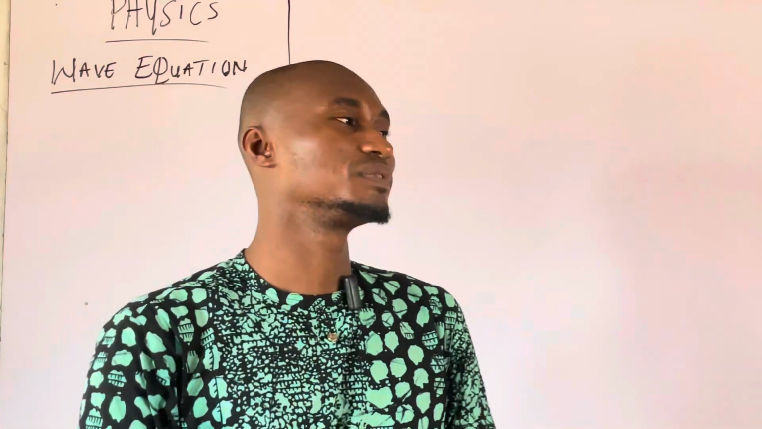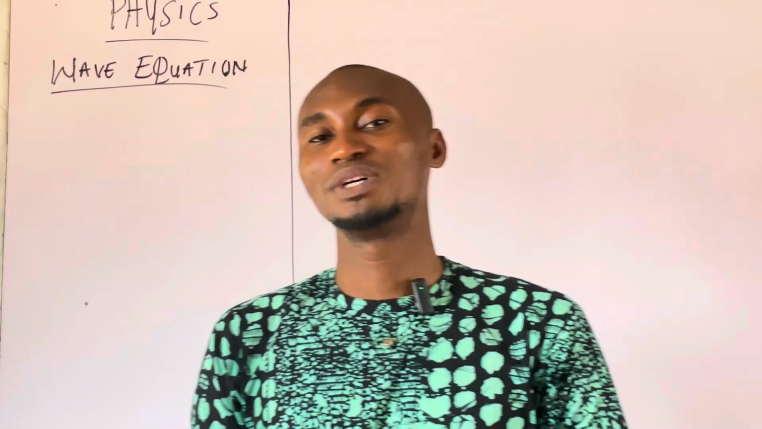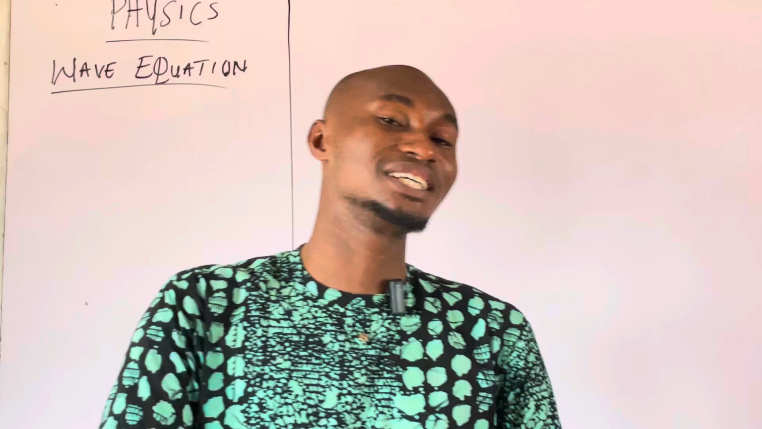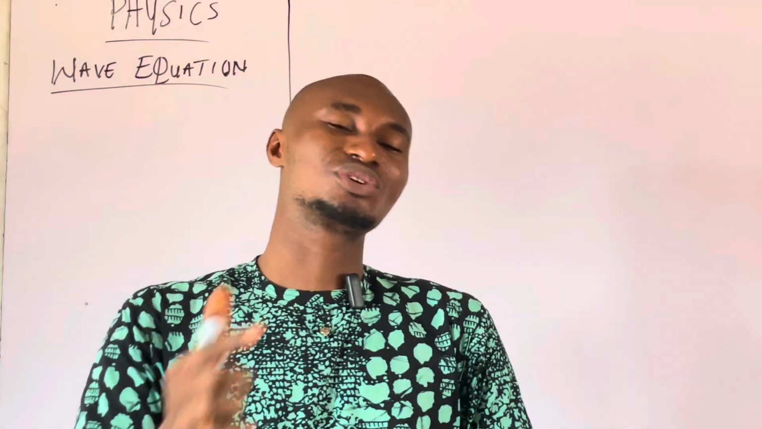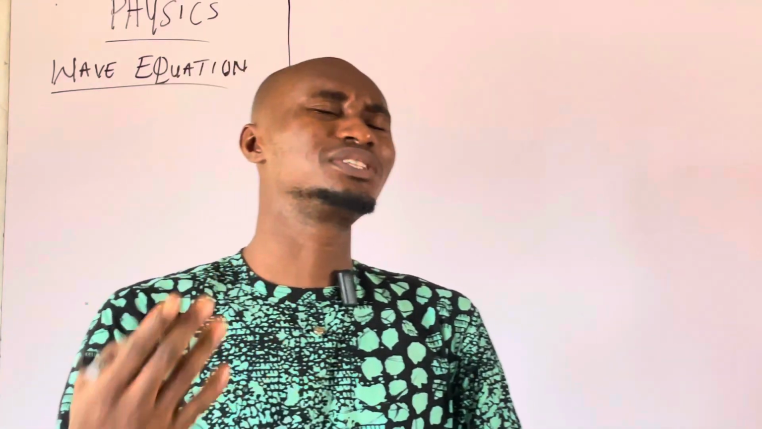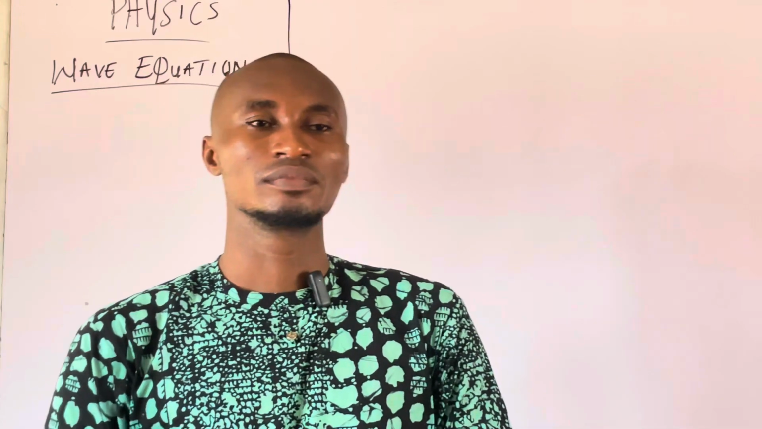But what is wave? Wave can be defined as a disturbance that travels through a medium without causing permanent displacement of that medium. Let me be straight now: wave is a disturbance that travels through a medium and transfers energy from one point to another without causing permanent displacement of that same medium. And we have two types of wave: mechanical wave and electromagnetic wave. We also have classes of wave: transverse wave and longitudinal wave.